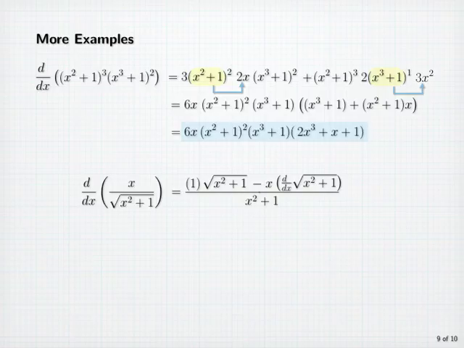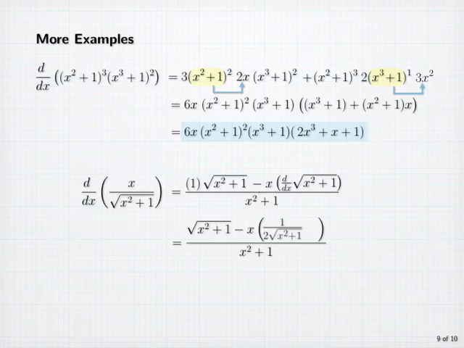Now here's where we need to use the chain rule. So now let's take the derivative with respect to x of the square root of x squared plus 1. The outside function here is the square root, so we have 1 over 2 times the square root of the inside function x squared plus 1, and we multiply by the derivative of that inside function, which is 2x. Notice we can cancel the 2's in that expression.